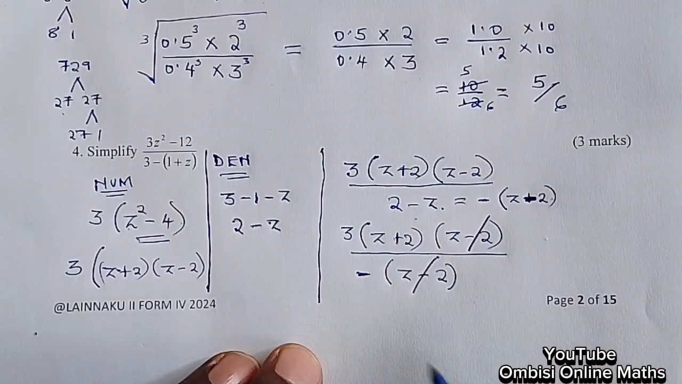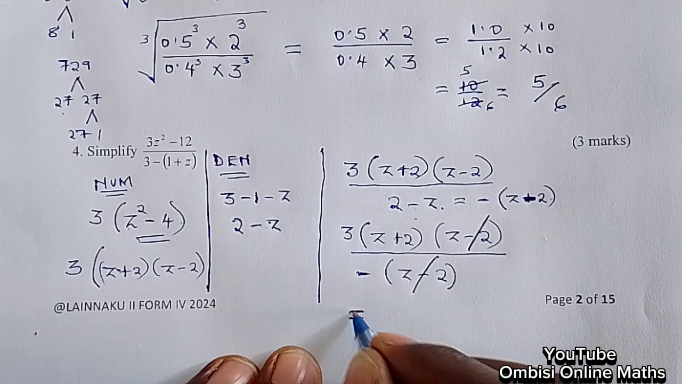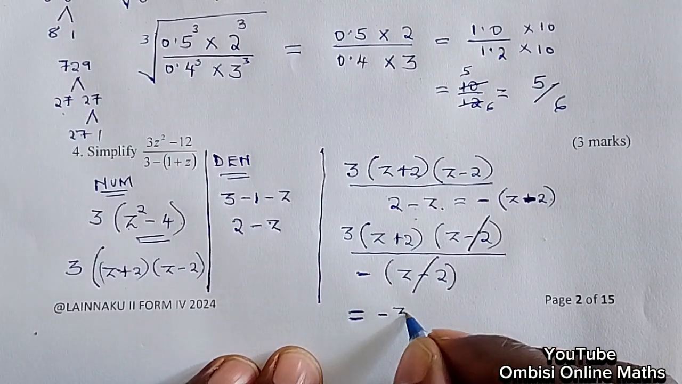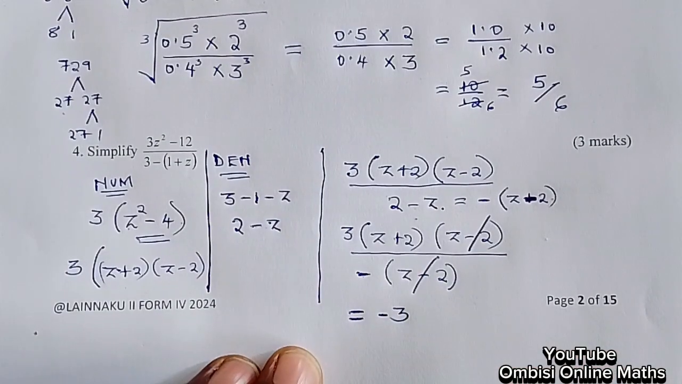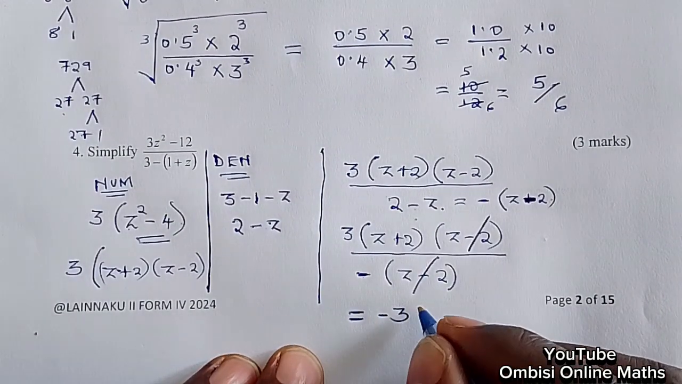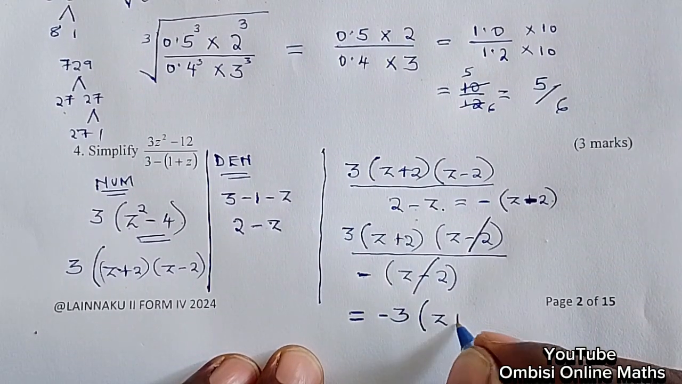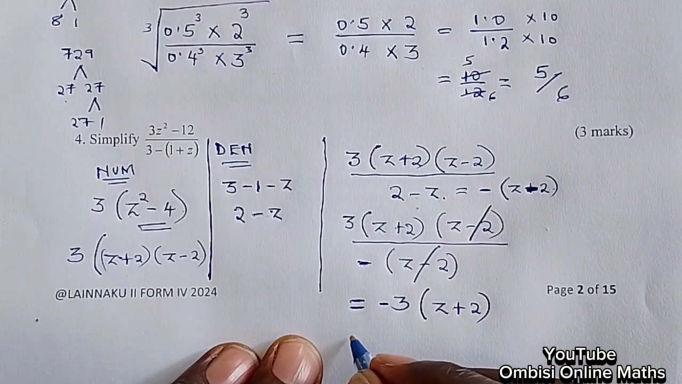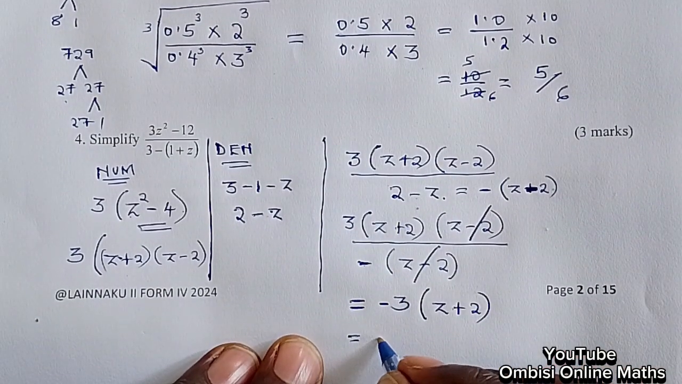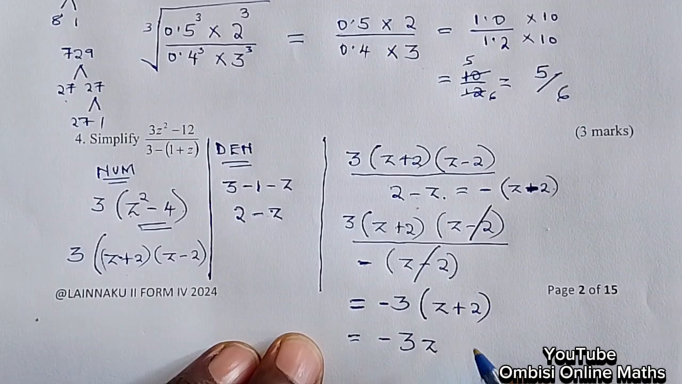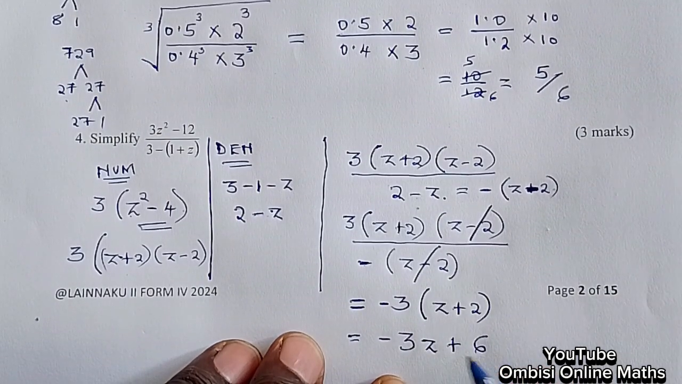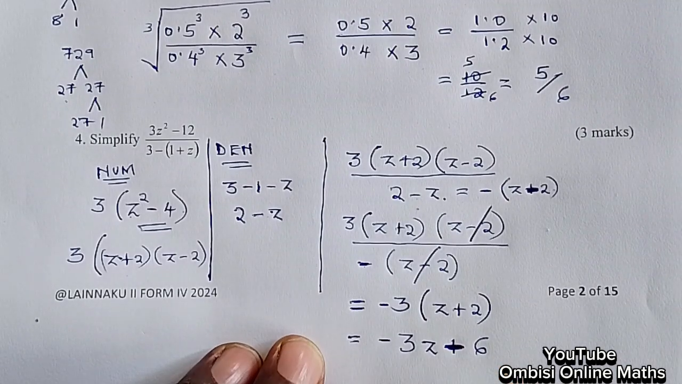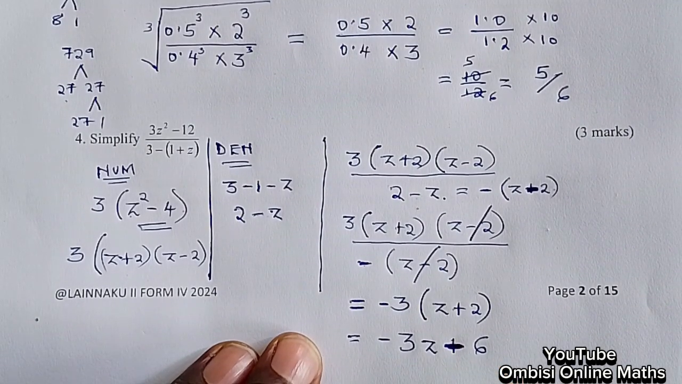So what do we end up with as the final answer? As the final answer, you will end up with negative 3. This negative will affect this one. Negative 3 into bracket z plus 2. Or you can as well open up the brackets and you find this one is negative 3z. Minus 6. If we open up the bracket, it becomes minus 6.